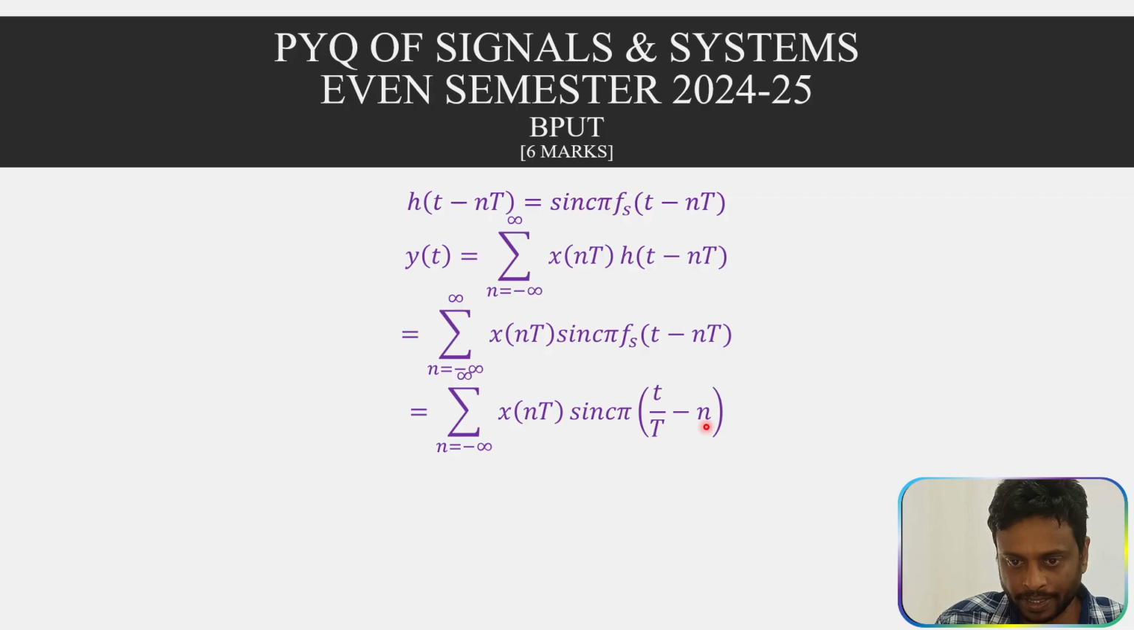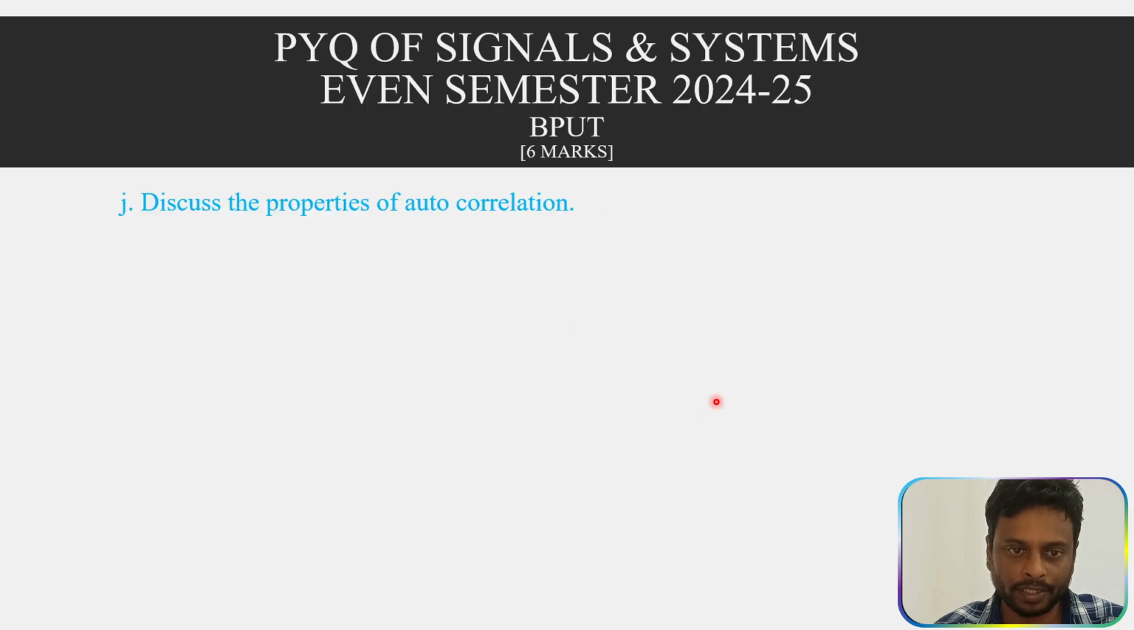So it is sin(π(t − nT)) upon π(t − nT). This is how your analog signal can be reconstructed from the samples, where f is equal to 1 upon T. Now, discuss the properties of autocorrelation.